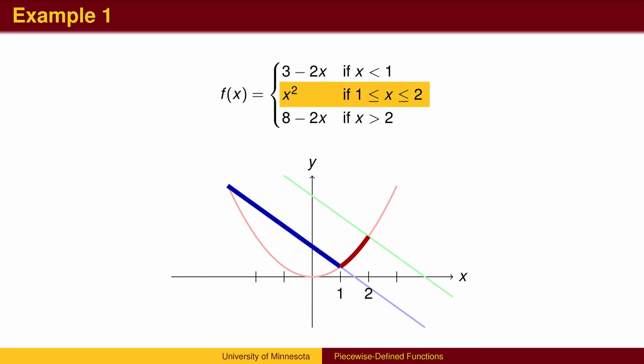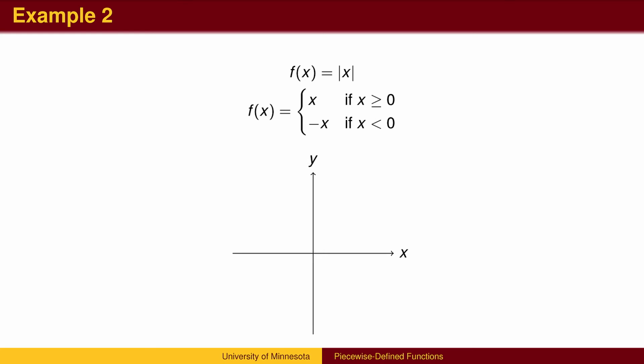When x is between 1 and 2, the function f of x is defined by the parabola y equals x squared, so in the middle section we graph the parabola. To the right of 2, the function is defined by the line y equals 8 minus 2x. We then combine the three pieces to get the entire function.